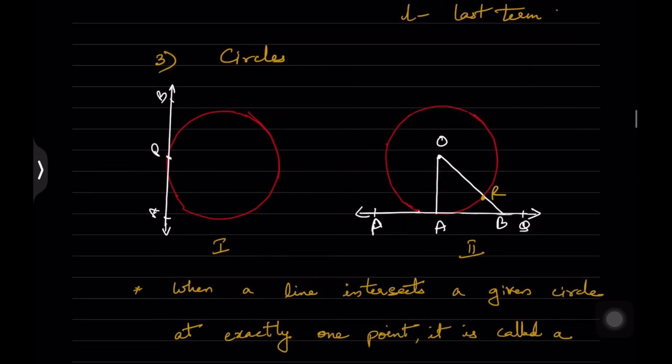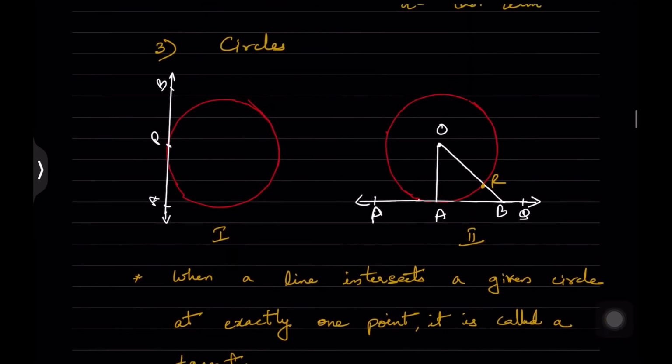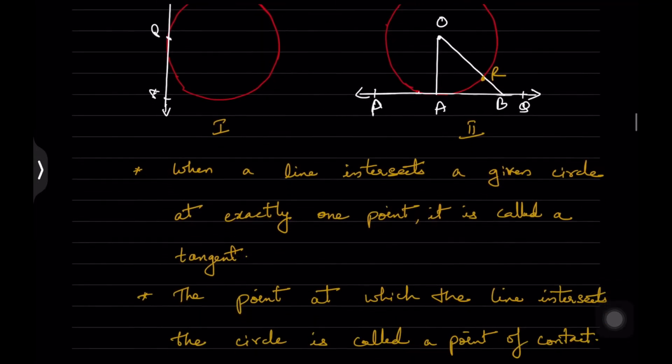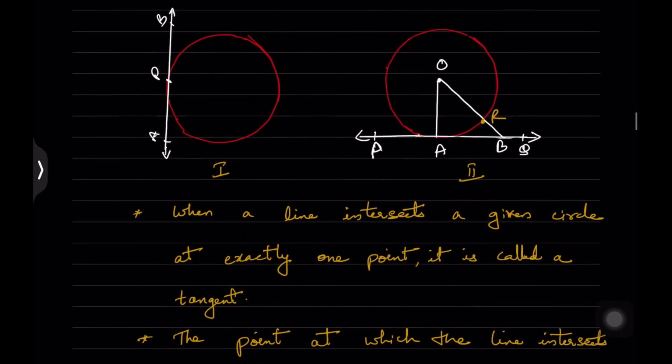Next we have circles. What are the different points and theorems you have to remember? When a line intersects a given circle at exactly one point, it is called a tangent. This line, AB, is intersecting the circle at exactly one point. This is called a tangent.